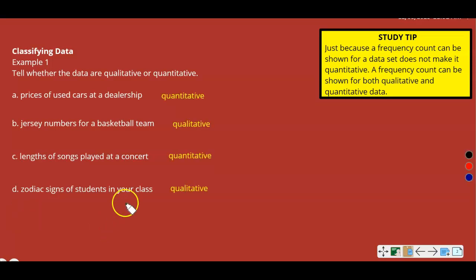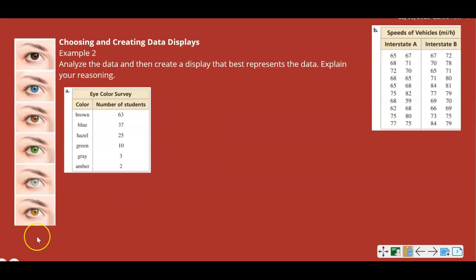All right, so hopefully you are following along in your notes and you have identified each of these and you understand why those are. If not, please reach out and ask questions if you're not sure about the difference between qualitative and quantitative data.